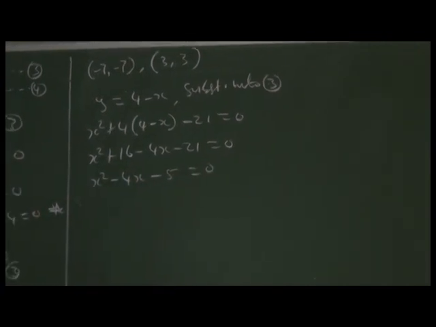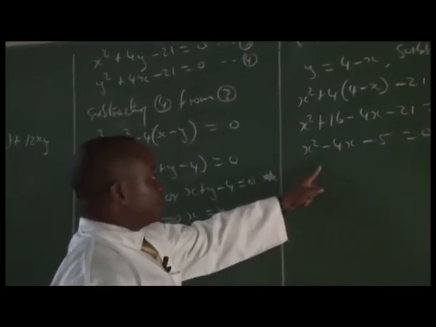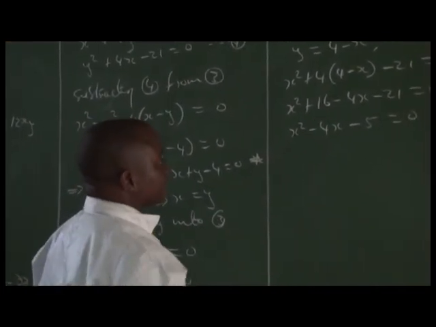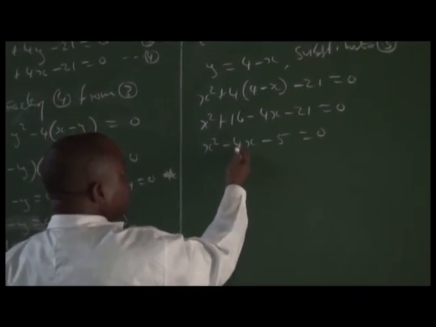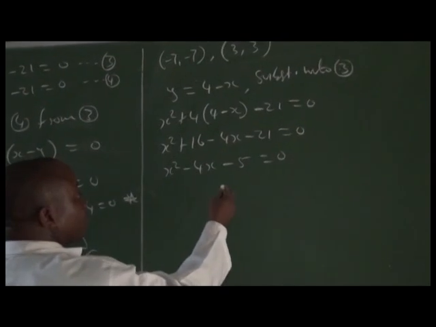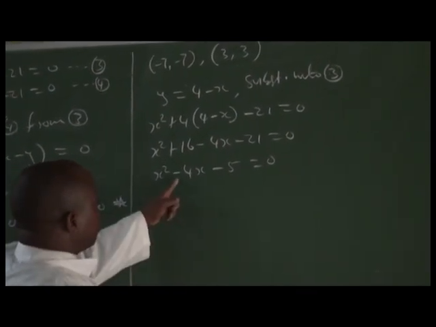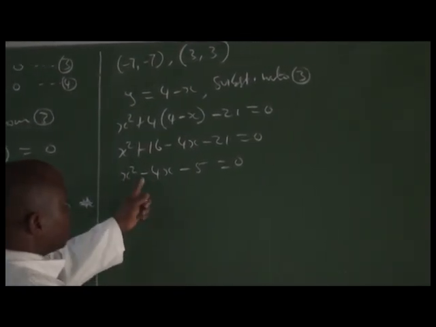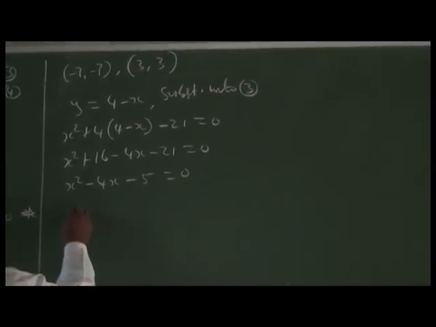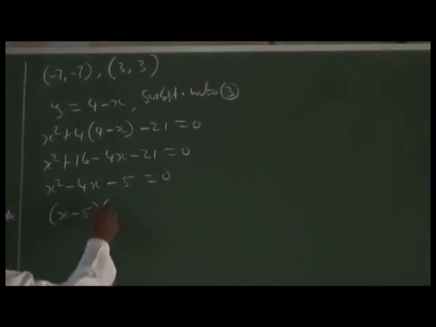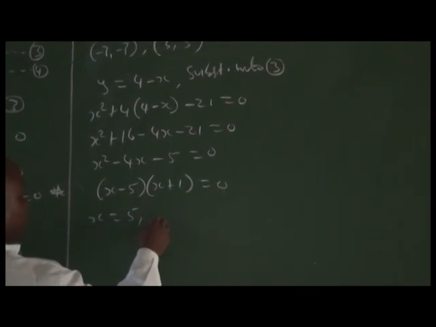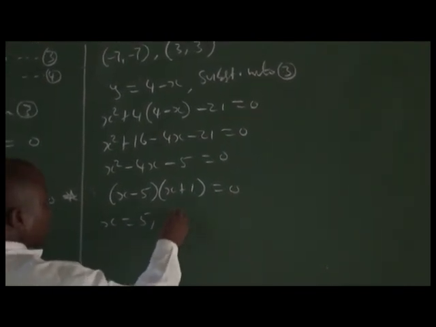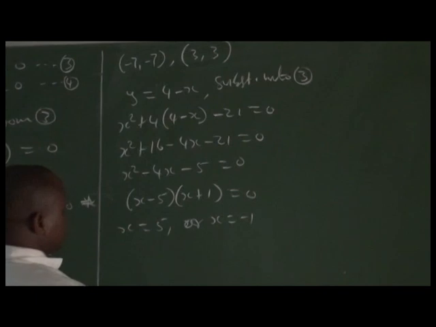Now look at this one. This is quadratic again, which tells me that this is minus 5 plus 1 and gives me minus 4, and minus 5 times 1 gives me minus 5. So the factors are (x minus 5)(x plus 1) equals 0. And that means x equals 5 or x equals minus 1.